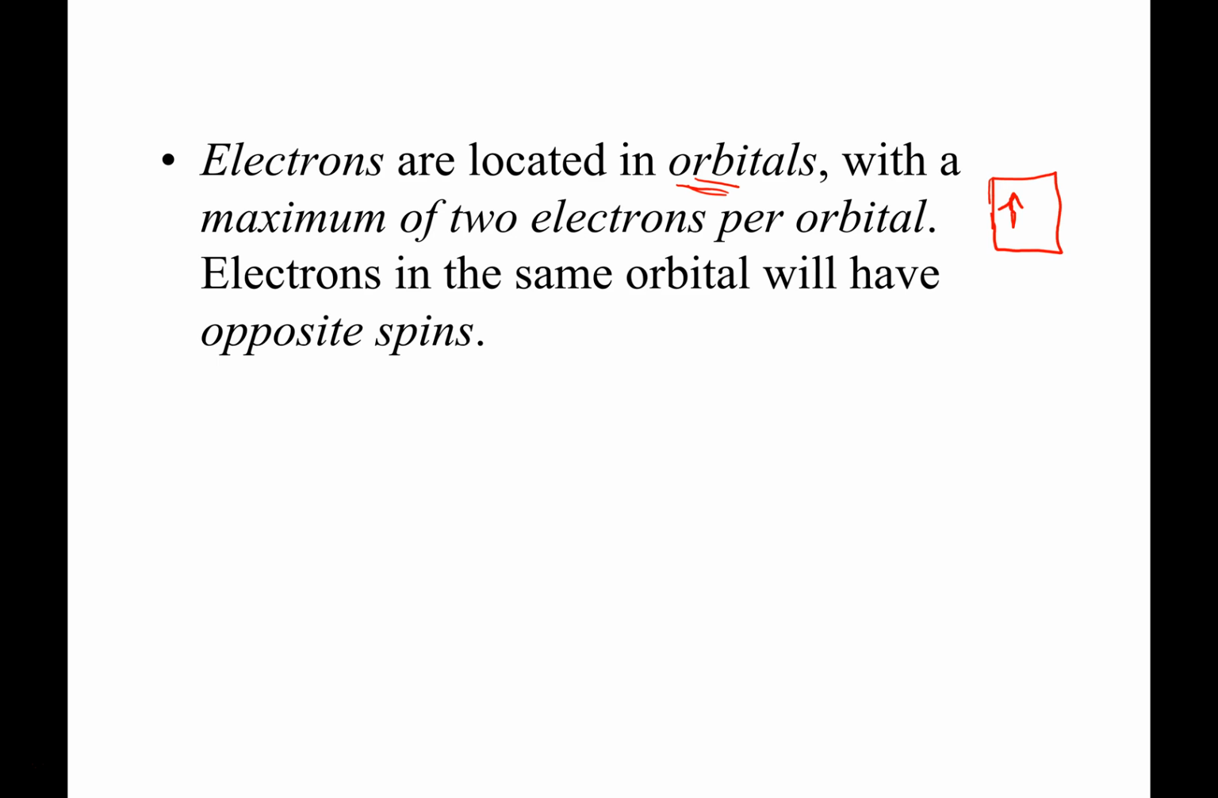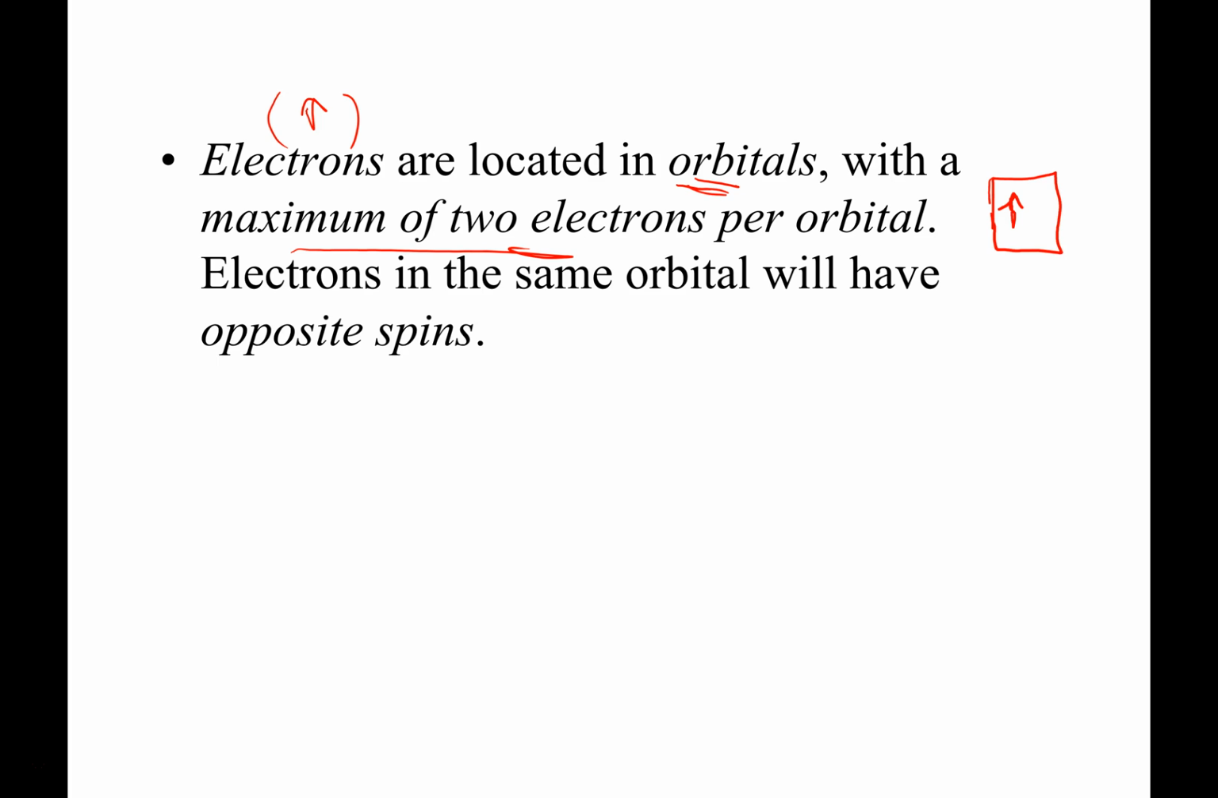Electrons are located in orbitals. We're going to use arrows for electrons. A maximum of 2 electrons per orbital. So if my box is my orbital, I can put 2 electrons in there. But notice the last part of the phrase says, if I max out with 2 electrons in one box, which is an orbital, they need to have opposite spins.